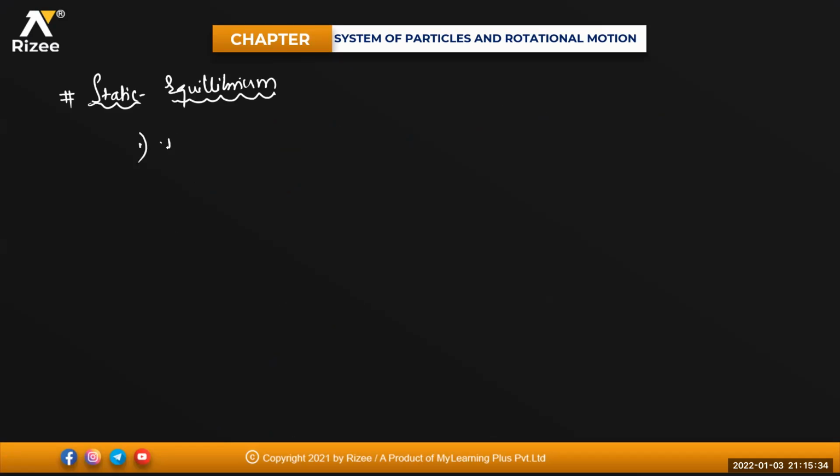First one. If I'm talking about translational equilibrium, translational equilibrium means net force must be equal to zero. Acceleration of the center of mass will be zero. Velocity of the center of mass will become constant.